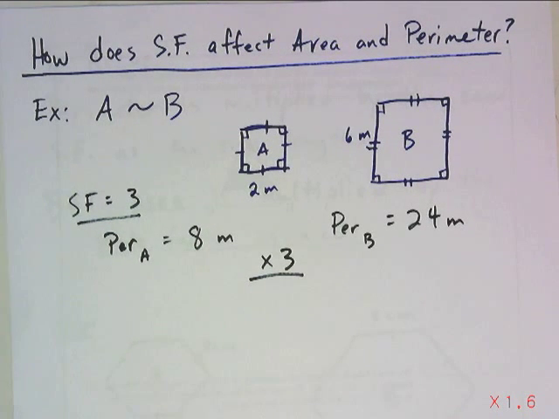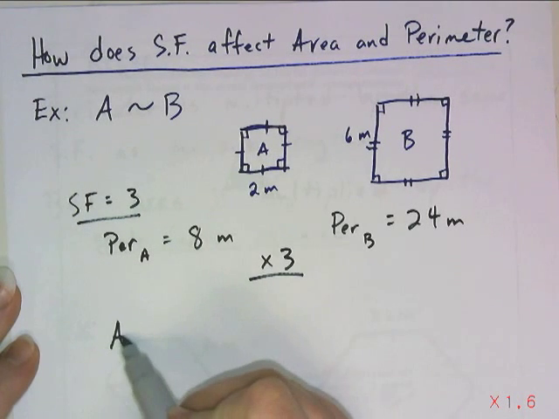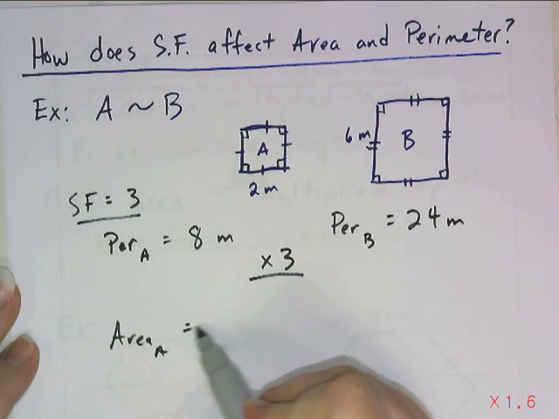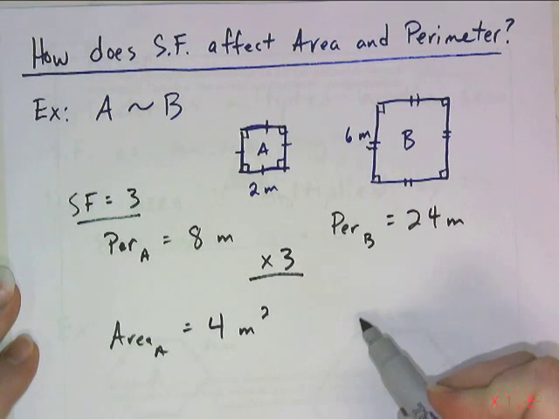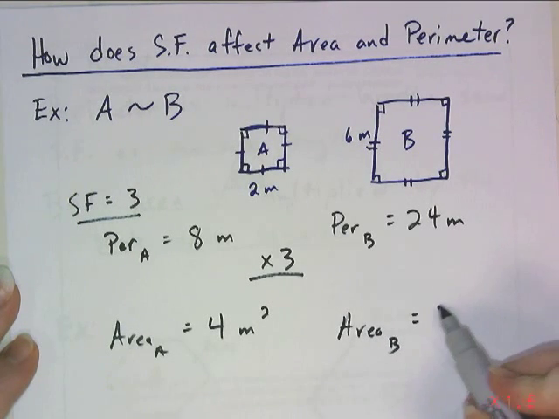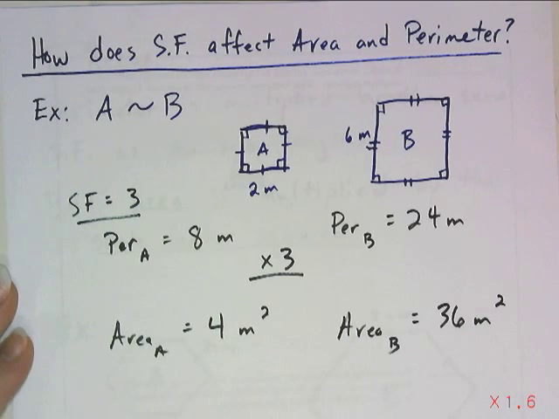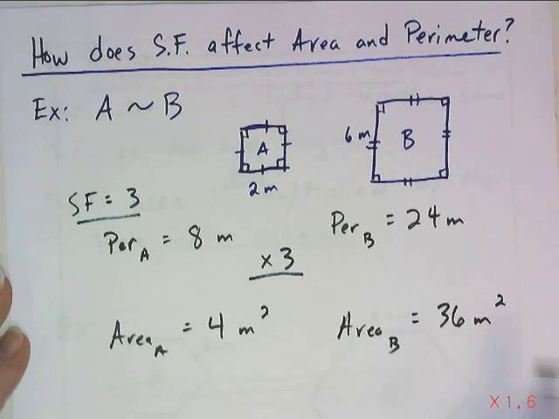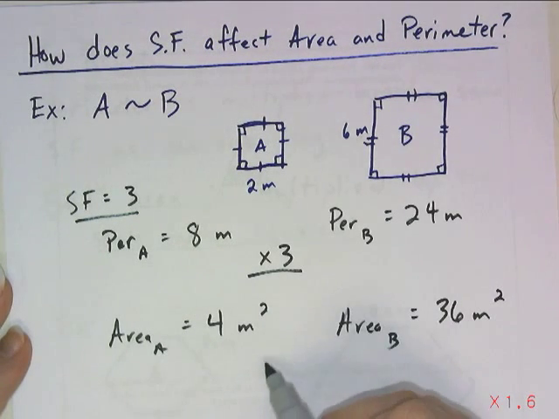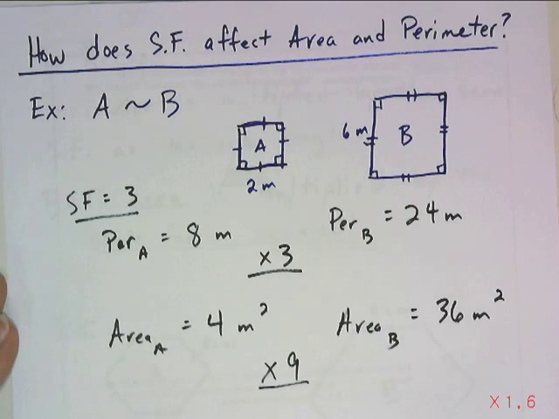Is that relationship going to be true when we compare their areas? Let's take a look. So what is the area of square A? It's a square, so 2 times 2 is 4 square meters. How about the area of square B? 36 square meters this time. Wait a minute, 4 times 3 doesn't give us 36. How many times larger has this area gotten compared to this? It's 9 times larger. That's not the same value anymore.